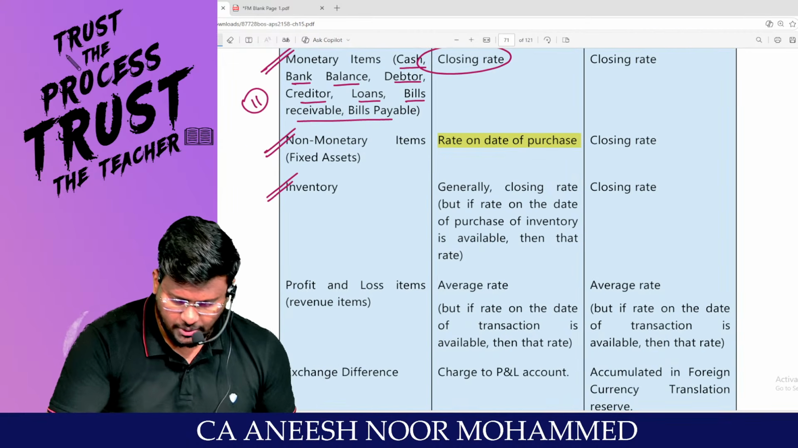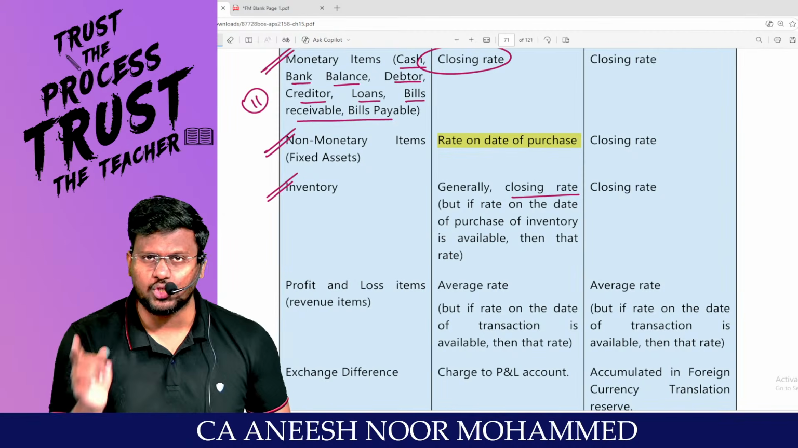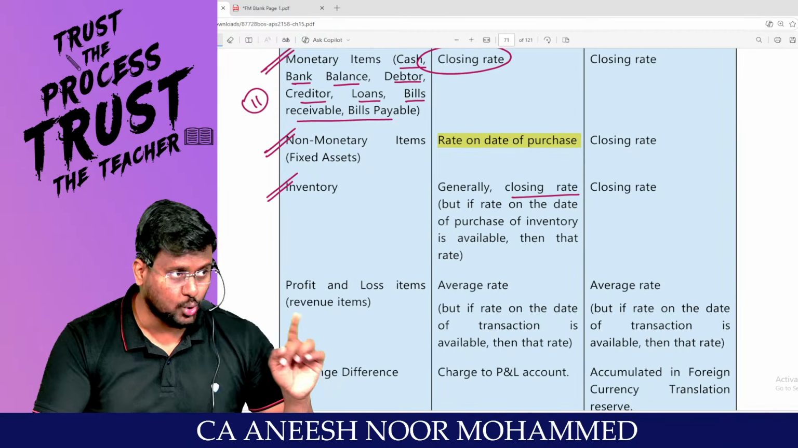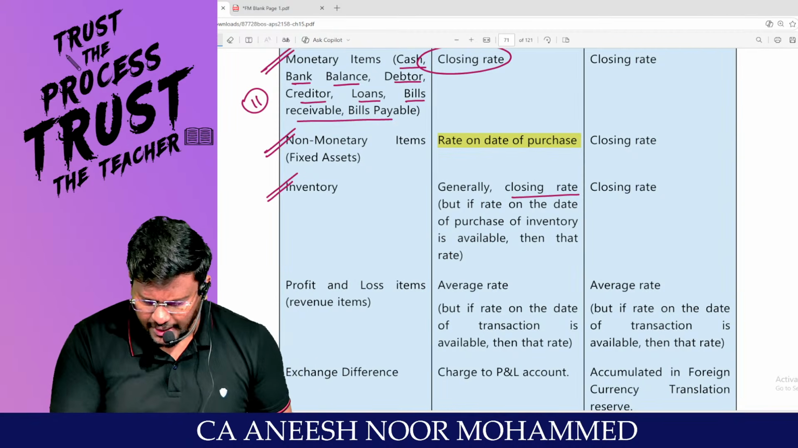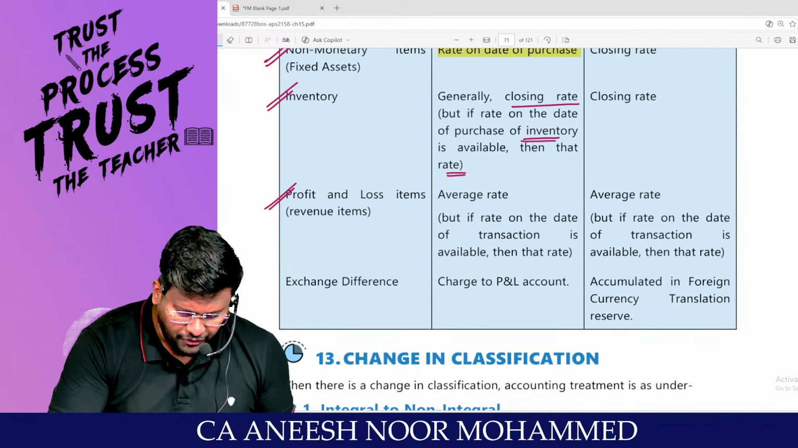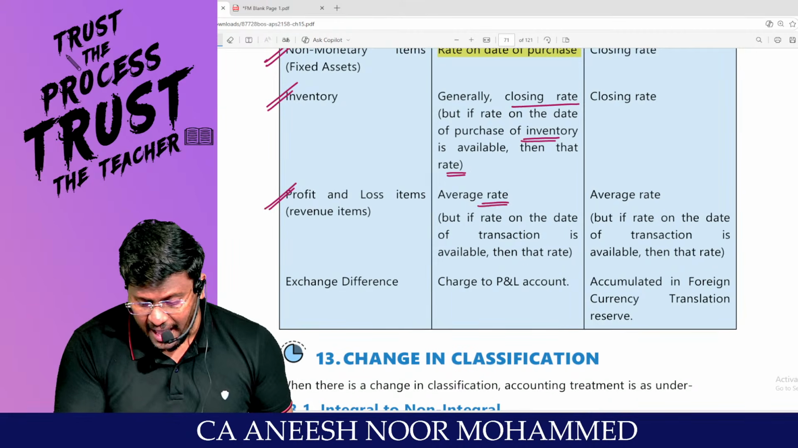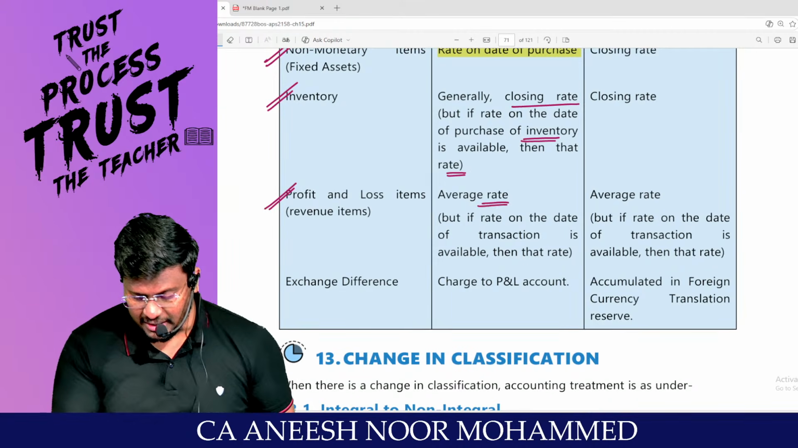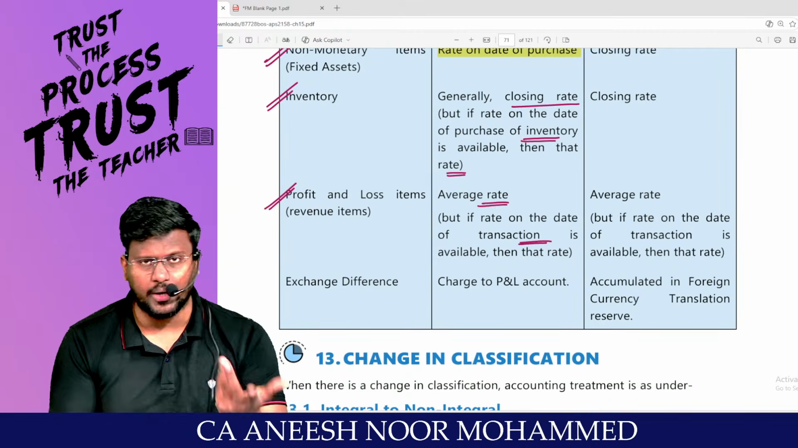Inventory, generally closing rate, because closing stock should be at closing rate. But if the rate on the date of purchase is available, then that rate can be taken. Profit and loss account items, revenue items, average rate. But if the transaction rate is available, then you can take the transaction rate.